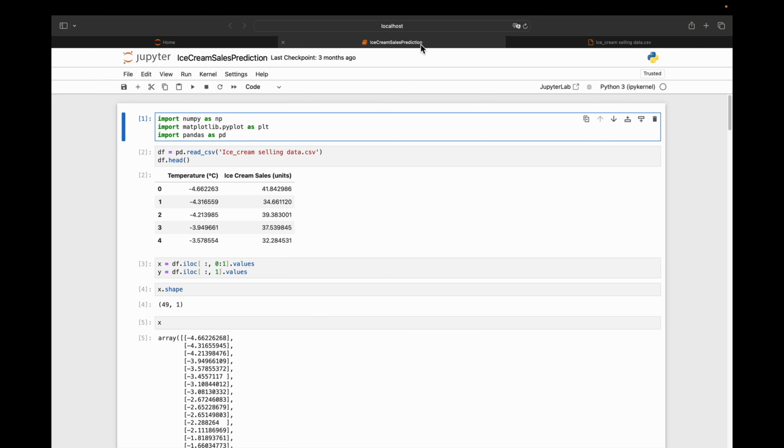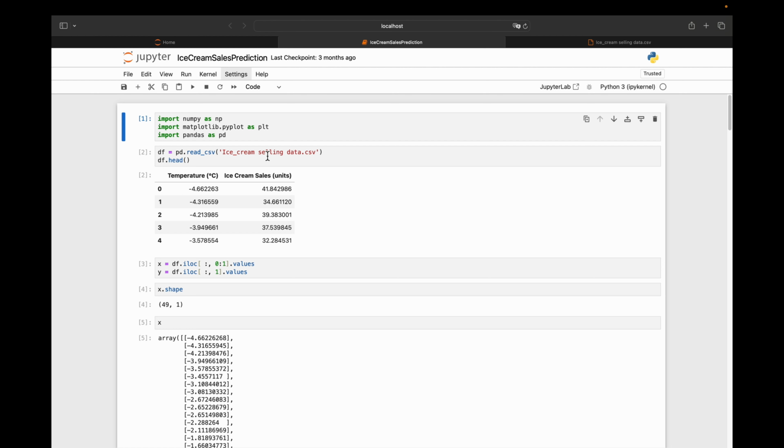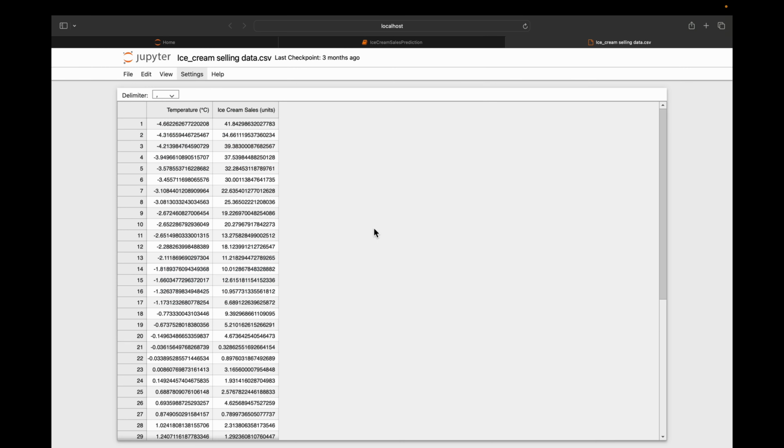Now let's see how we are building the model for this. For regression problems, we know that we can use linear regression. First we are importing all the required libraries like NumPy, Pandas, and Matplotlib. After that, we are reading this ice cream selling data.csv, which I am keeping in the same folder where this particular notebook is, and then I'm loading it directly. If you use df.head, it will give us the top five rows. So these are the top five rows in my particular data set.